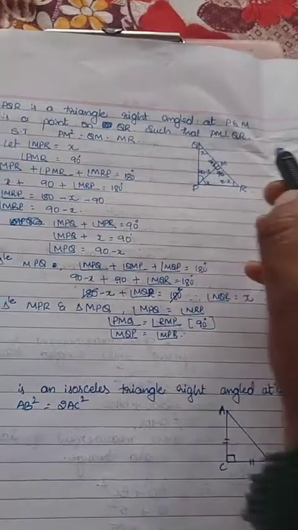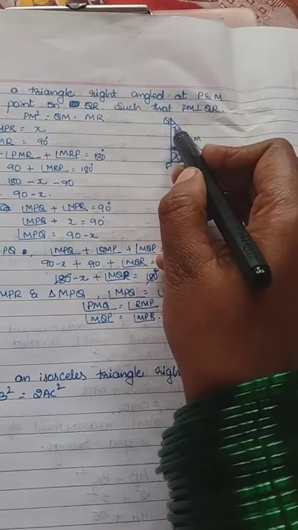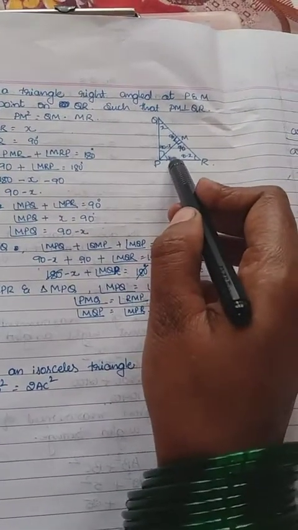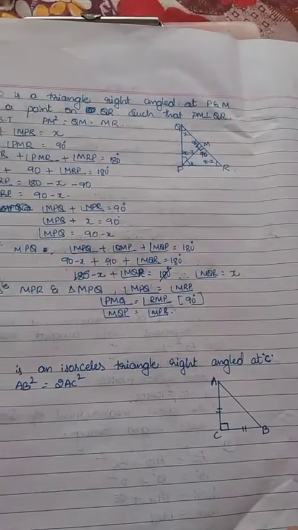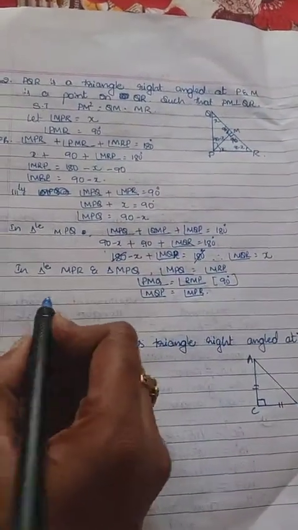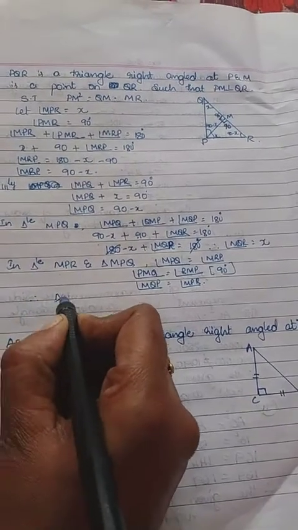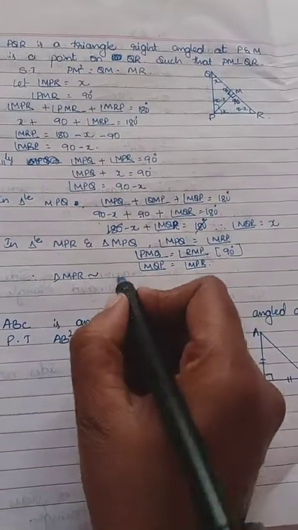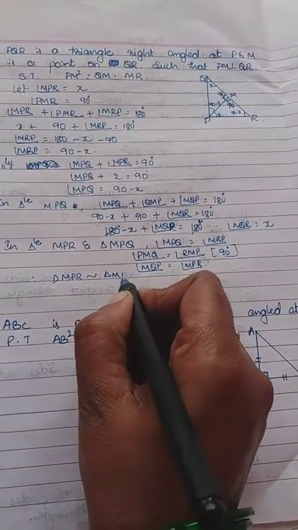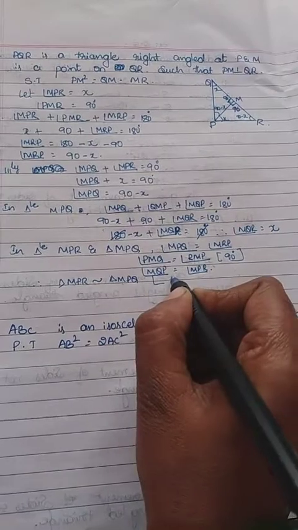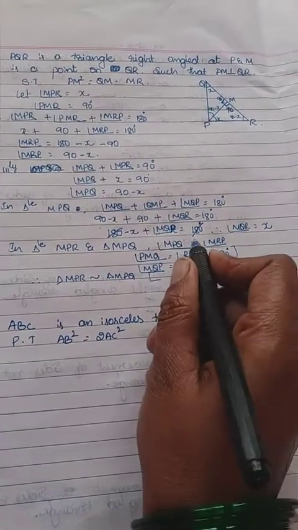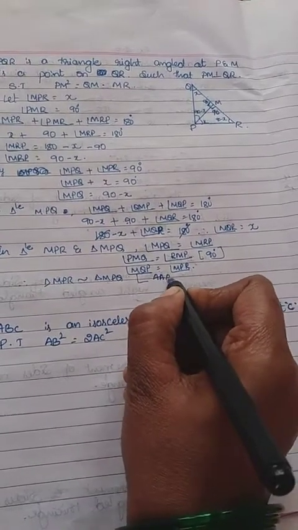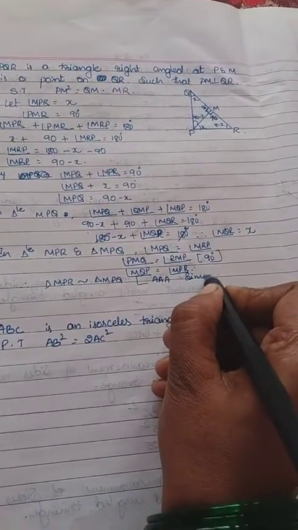MQP is the value we got, which is x, and MPR is also x. Both are equal, so we can write it. Therefore, triangle MPR is similar to triangle MPQ. Why should it be? Which criteria? All the angles are equal, no? If all the angles are equal, it's nothing but the AAA similarity criteria.